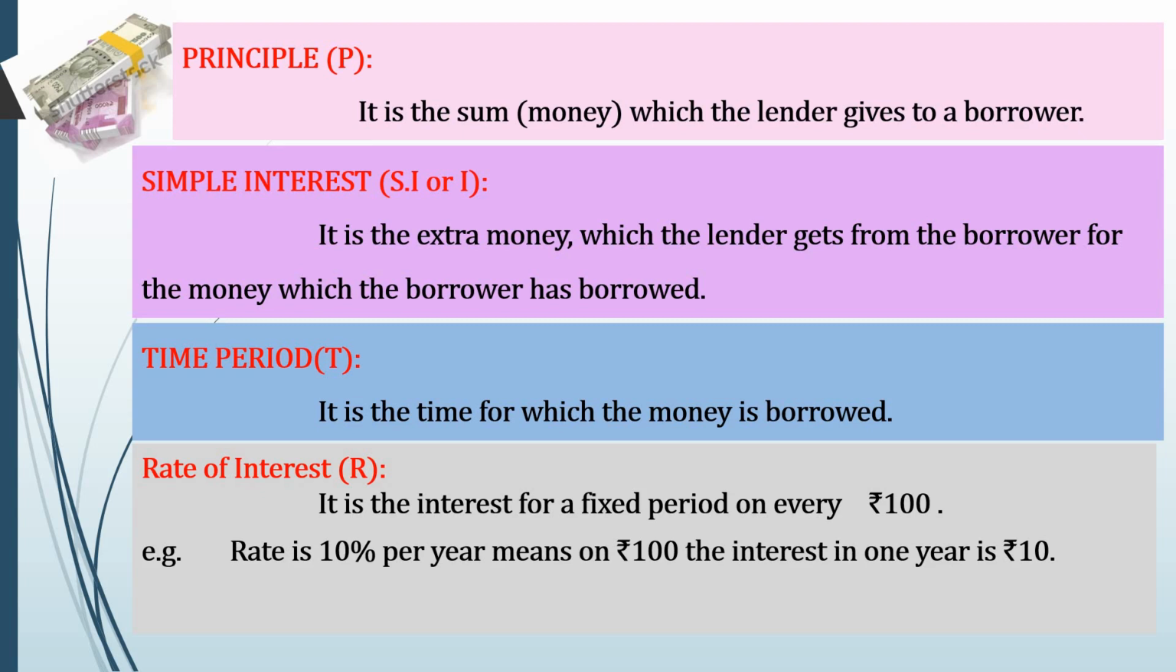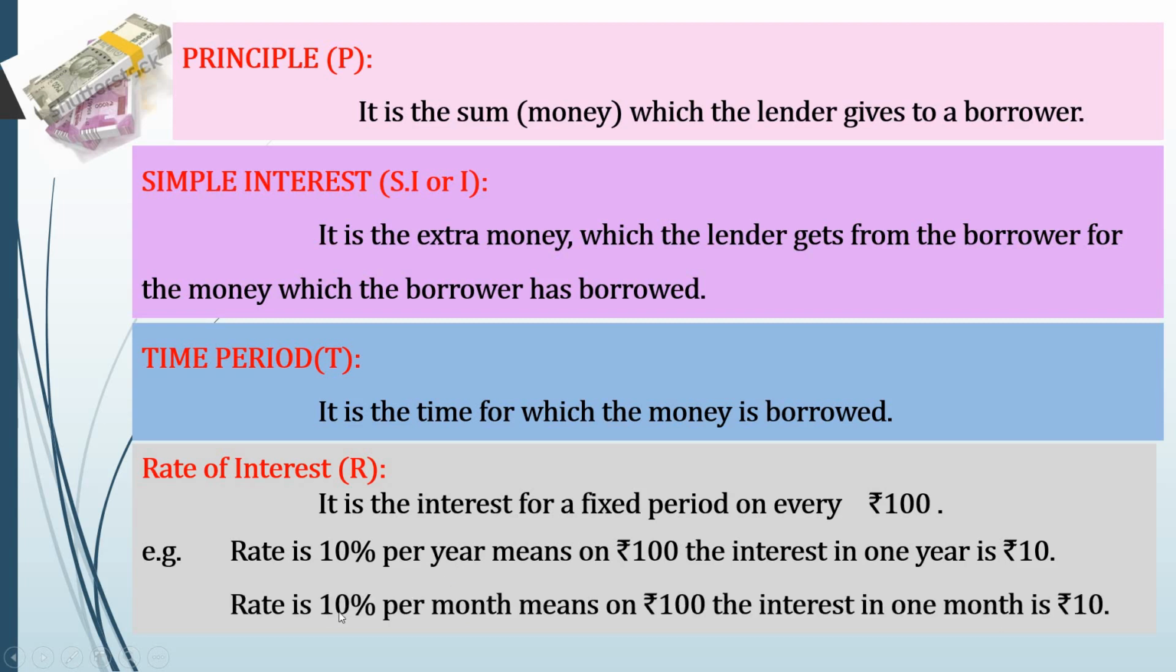Rate is 10% per year, means on rupees 100, the interest in 1 year is rupees 10. You also have to note time over here. Per year means in 1 year. Okay, let's take another example. Rate is 10% per month. Over here, time is per month. This means on rupees 100, the interest in 1 month is 10 rupees.